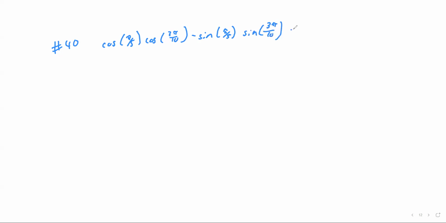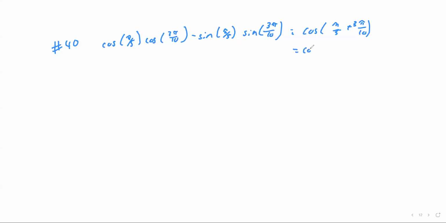All right. Let's do another one. What number was that one we just did? 39. So let's look at number 40. All right, this one is cosine pi fifths times cosine 3 pi tenths minus sine of pi fifths times sine of 3 pi tenths. Again, when I see cosine, cosine minus sine, sine, I know that this is cosine of x plus y. So this is pi fifths plus 3 pi tenths.